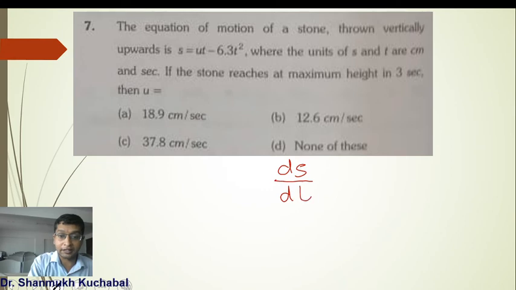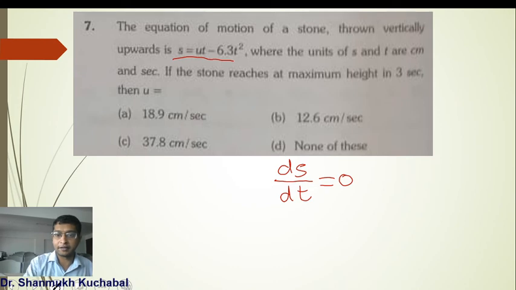So ds upon dt equal to 0. Just think, the stone is thrown in an upward direction. It will reach a maximum distance, stay there for some time, and then it will start to fall in a downward direction. So at maximum height the velocity will be 0. So ds upon dt, we have to take it as 0. Then we have to differentiate.